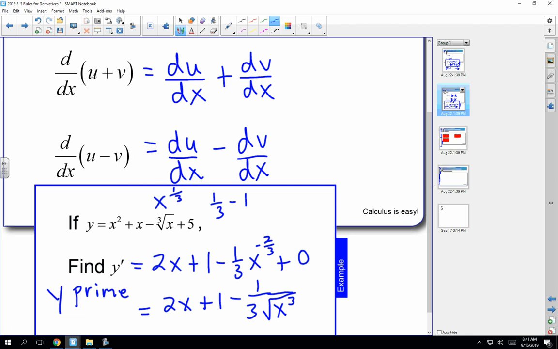So it's a combination of all the rules here. We're using the power rule and the constant rule and then combining them for addition or subtraction. So our final answer here is y prime equals 2x plus 1 minus 1 over 3 times the square root of x cubed. Oops, I went backwards. You see that? Sorry.